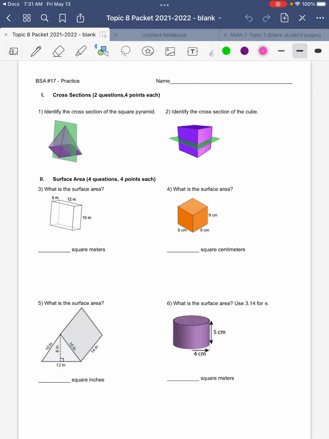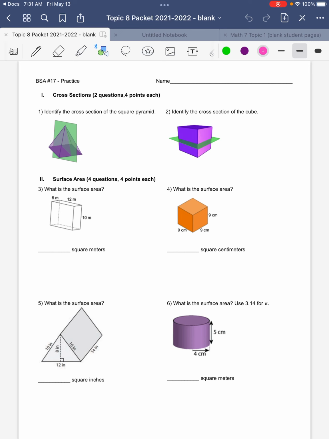Hey y'all, today is Friday, May 13th, and I'm going over your basic skills assessment number 17 practice. In other words, this is your study guide for your quiz that is on Monday. So let's go ahead and get started. You should follow along and check and correct your work as we go through this study guide together.